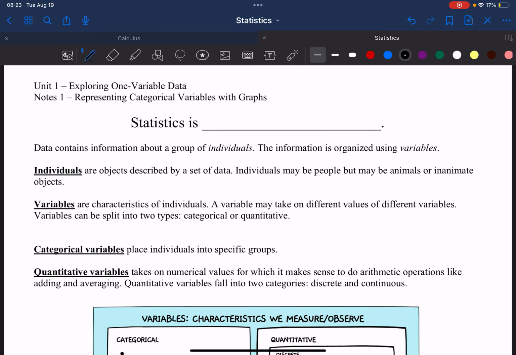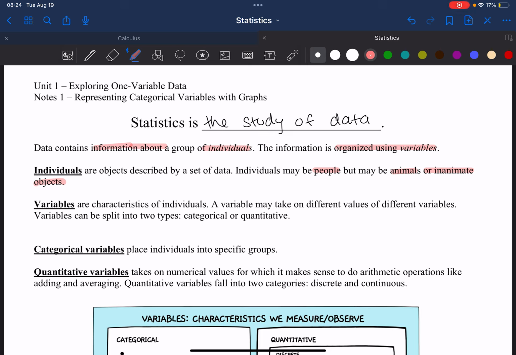Okay, this is notes 1, representing categorical variables with graphs. So starting off, we have statistics is the study of data. Data contains information about groups of individuals. The information is organized using variables. When we talk about individuals, we're talking about not only people, but it could be animals or inanimate objects. So anything that we are studying.